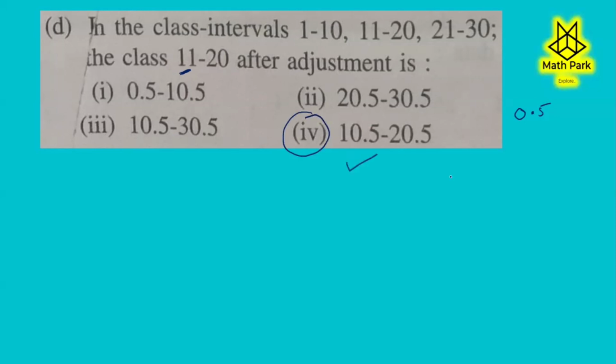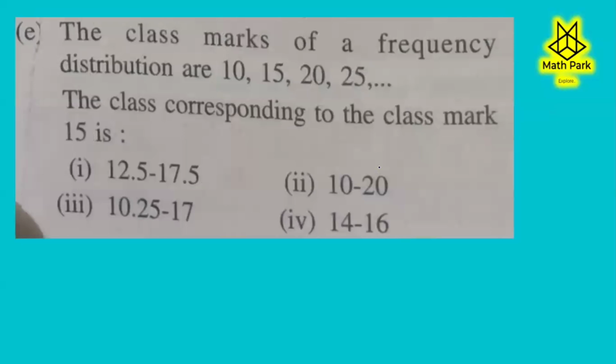Okay. So the last MCQ of today's video, the class marks of the frequency distribution are 10, 15, 20, 25. So these are the midpoints. The class corresponding to the class mark. Now midpoints are these. So when I look at the midpoint of even 10 and 20 is 15. Midpoint of 14 and 16 is also 15.